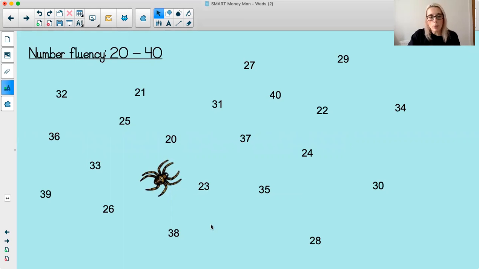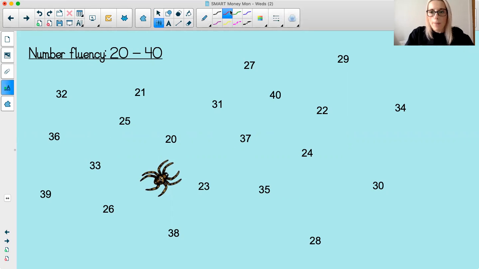So we're going to do a number web today. We did this a couple of weeks ago with Miss Cox, but we did it with the numbers 1 to 20. Today we're going to look at 20 to 40. So you can write your numbers dotted around your page from 20 to 40 or ask your grown-up to do it for you. And then you can create your super spooky spider's web by connecting the numbers in number order.